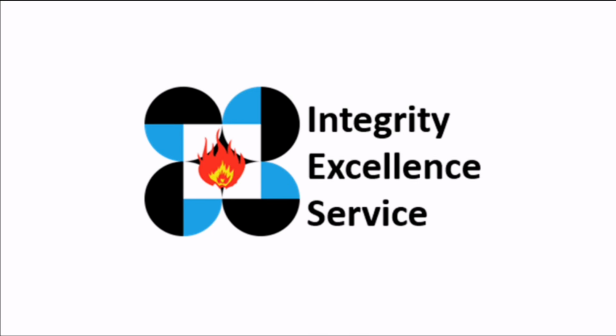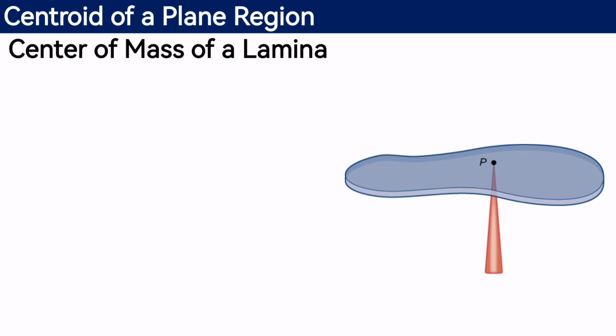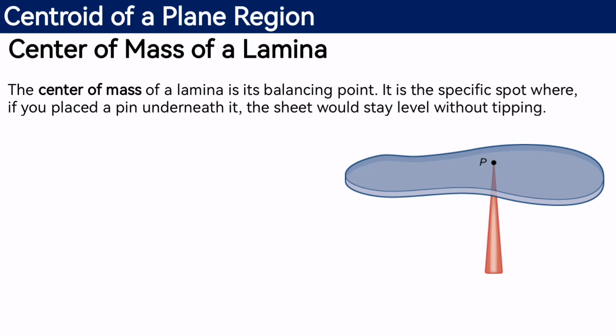Hello everyone, in this video we will be looking at more examples on our first topic, which is centroid of a plane region. So before I present to you the additional examples, let us first recall the center of mass of a lamina or the centroid of a plane region. This is a point on the lamina which serves as its balancing point. Meaning, if you place the pin underneath it, the sheet would stay level without tipping. So that's illustrated on the image on the screen.